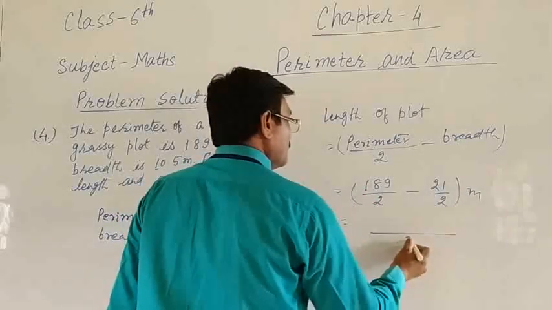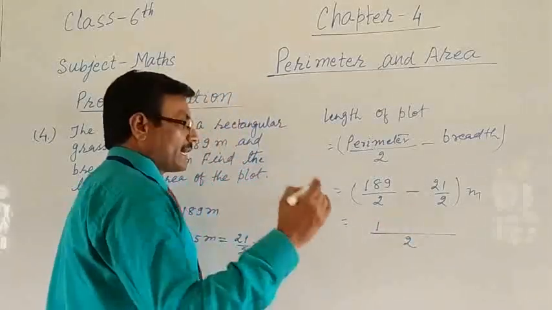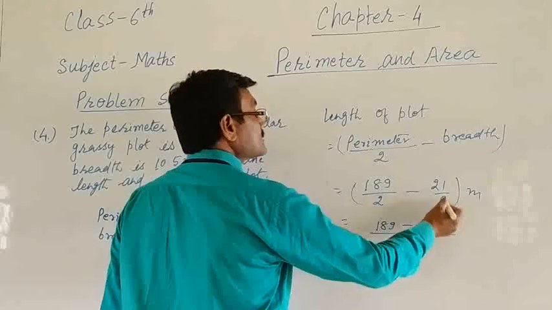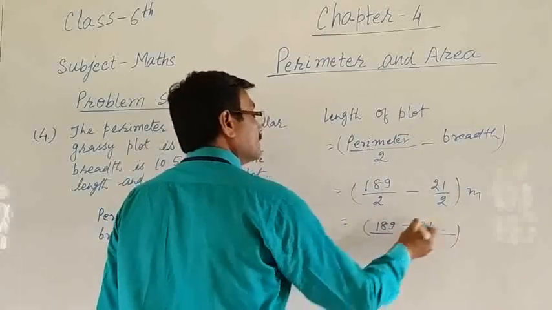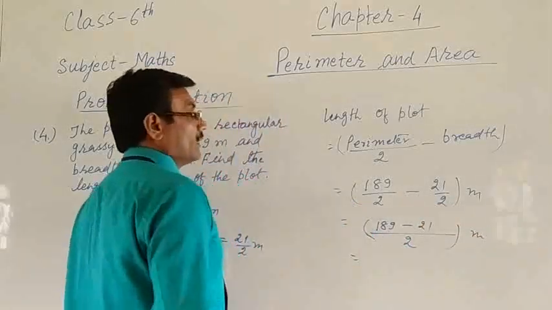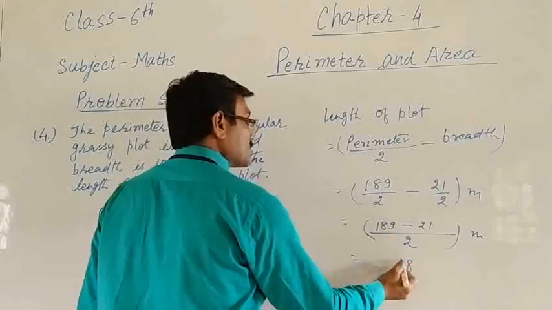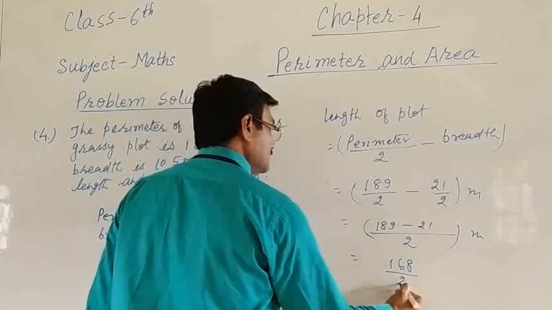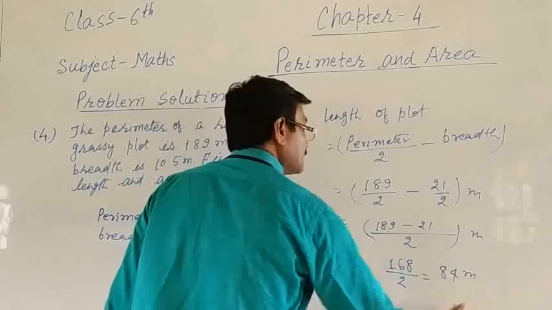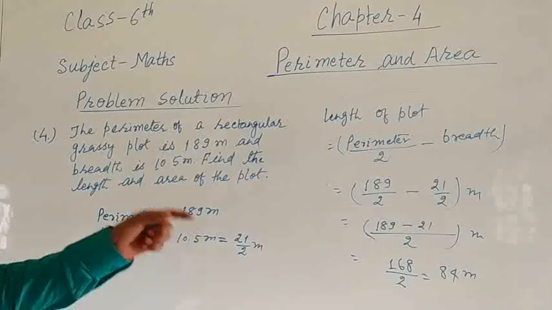LCM of 2 will be 2 and 2 divides 2 in one time. So 1 multiply 189 into 189 times again minus 21 as your division will be got 1. Now subtract 9 minus 1 is 8 and 18 minus 2 is 16 over 2 means 2 8s are 16 and 2 4s are 8 meter. Students, now the length of the plot is 84 meter.